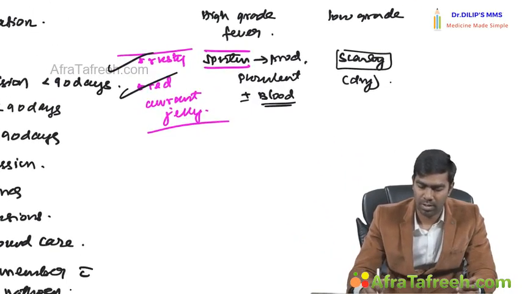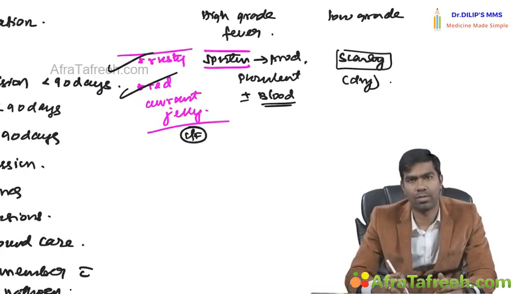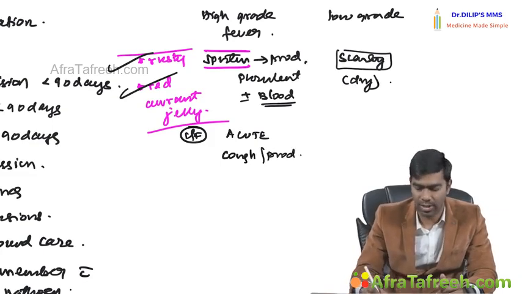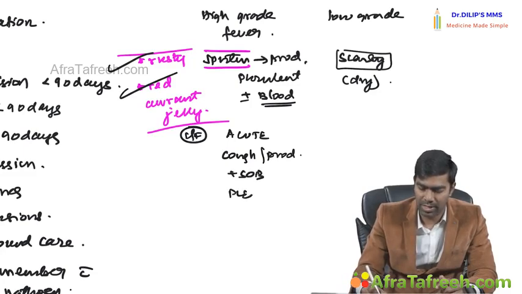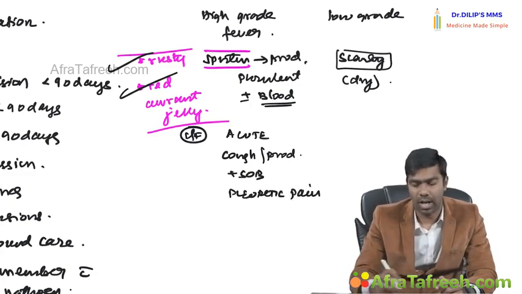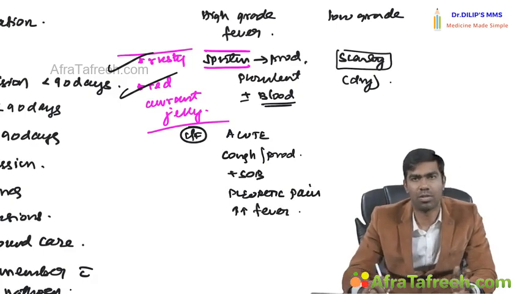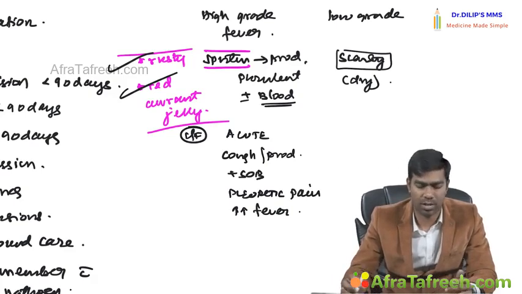Then, what will be the clinical features? How is the clinical presentation of these patients? I told you the clinical presentation will be acute, with sudden onset cough, and it will be a productive cough. The patient might have shortness of breath, and very classically, many of them will have pleuritic pain, and they will have a spiking temperature, very high grade fever. So this is how most of the time typical pneumonia will come.